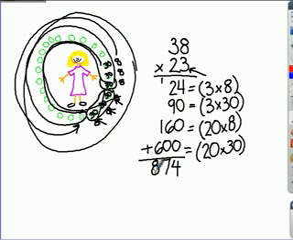Partial products are useful because it helps you to understand why multiplication works the way it does, because you have to think about the values of each number.